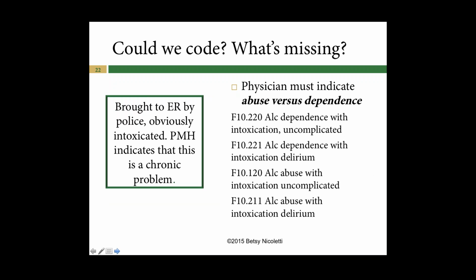So how's this? Could we code this? Brought to the ER by police, obviously intoxicated. Past medical history indicates that this is a chronic problem. So we're going to go beyond use probably if it's a chronic problem. But again, I'm not doing that unless the clinician tells me that. I need the clinician to tell me if this patient has abuse or dependence. And the codes there: alcohol dependence with intoxication, uncomplicated; alcohol dependence with intoxication delirium. There are a number of different choices that we would have for this alcohol dependence.